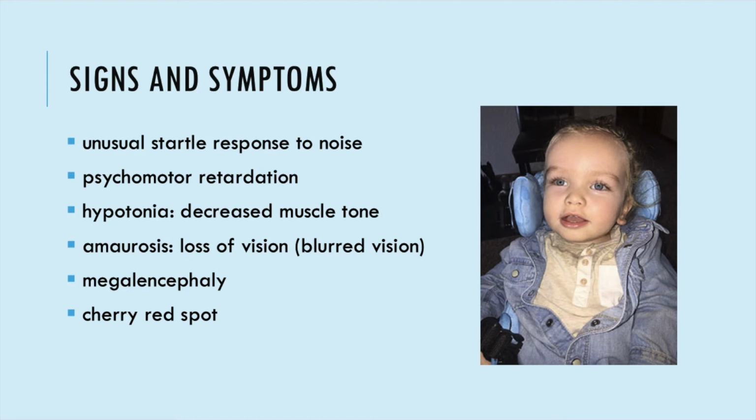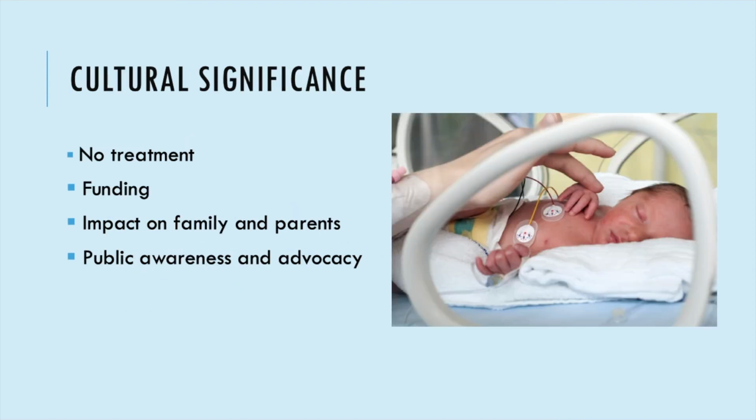They have amaurosis, which is blurred vision, so it might seem like they aren't able to see things as clearly or pick up on different signals within their environment because of this. They also have other symptoms. One of the things that you can see in this picture is the cherry red spot in the eye, which is what Warren Tay found, and it's a common symptom of the disease.